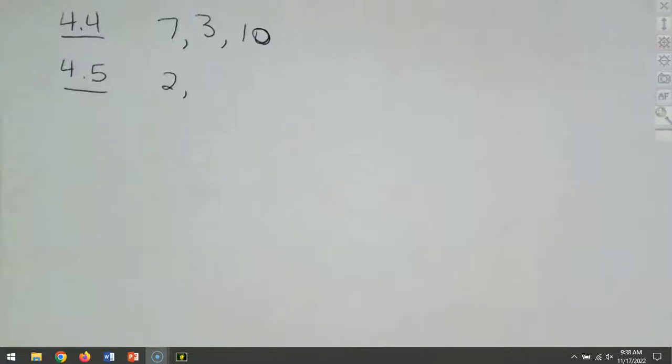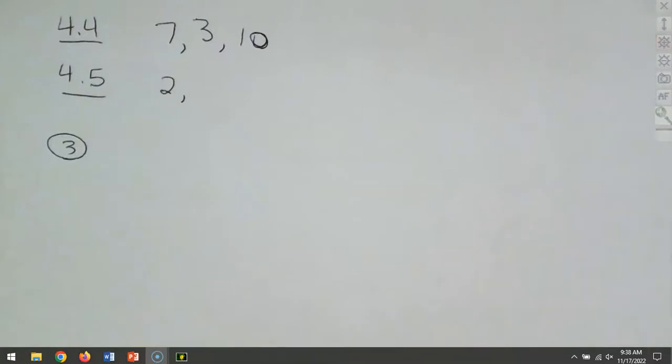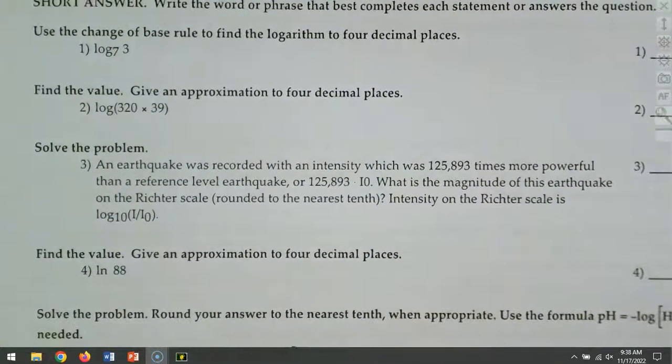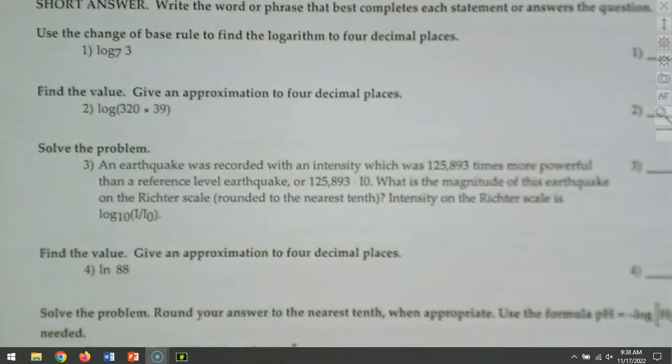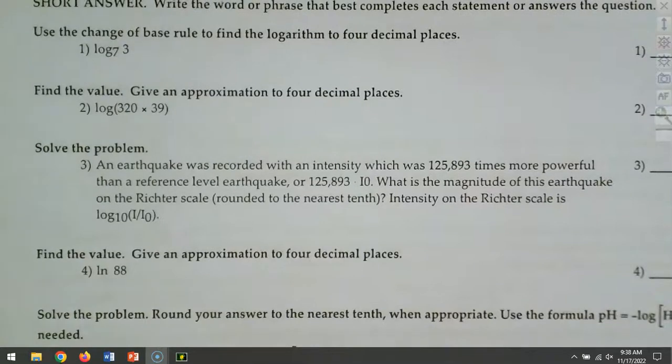4 is going to be using that change of base theorem. So we're going to be looking at question 3, and we're looking at earthquakes. Earthquakes are on, again, the logarithm scale, which is the Richter scale. Okay, Richter scale is a version of the logarithm scale.